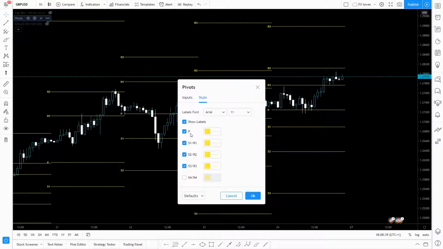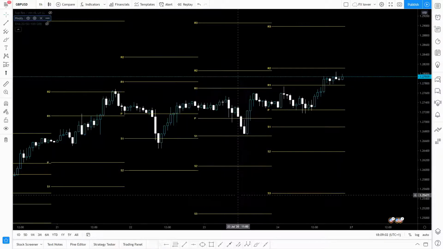Also, P for pivot, S1, support 1, resistance 1, support 2, resistance 2, support 3, resistance 3. I hardly see price ever go to S4, R4 unless there's really high news, very volatile, but I rarely see S4 or R4. You hardly really see S3 and R3s. These are the 2 main ones.